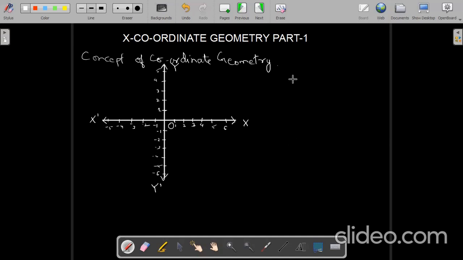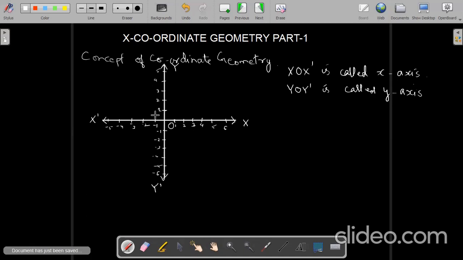And here this horizontal line X'OX is called the x-axis. As you know, it is just a recapitulation. You have already done these things, but here you will study more things. Y, O, Y dash, this vertical line is called the y-axis. So these are the two axes on which this whole coordinate system works.